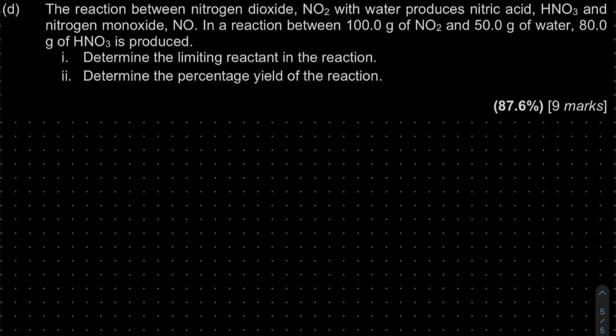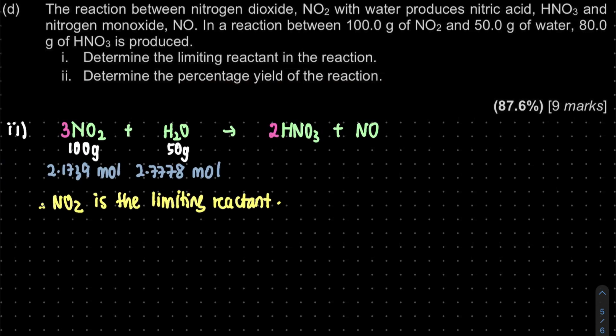Next, question number 2 is to determine the percentage yield of the reaction. For question number 2, again, I'm going to write down the information from question number 1. So we know the balanced equation, we know the number of mole, and we know the limiting reactant. There's one more piece of information I haven't written down, which is that 80 gram of HNO3 is produced. So here is 80 gram.